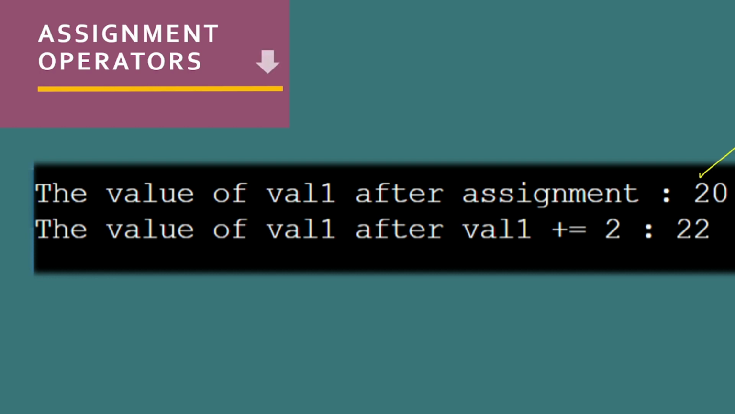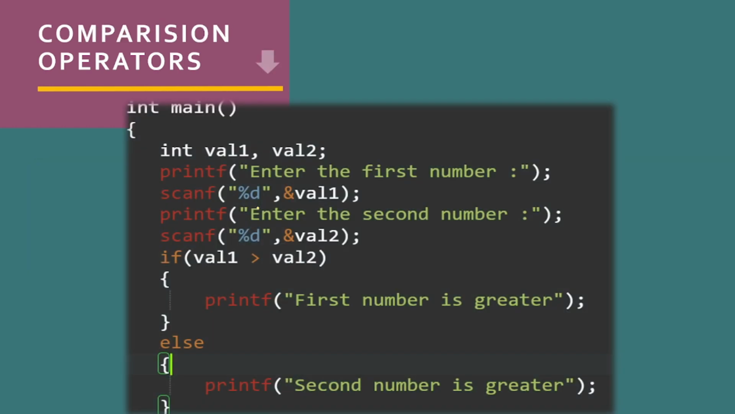The value after assignment is 20, but now I am telling val plus equals 2, so val is 20, 20 plus 2 becomes 22, right? So this is the assignment operator. There are all variants that you can try. They are quite easy to understand, so I'm not going ahead in details here.